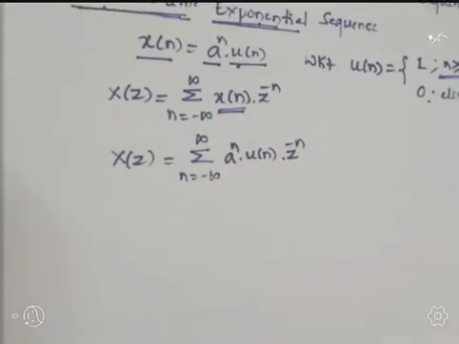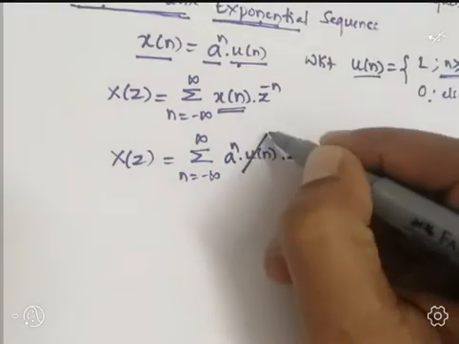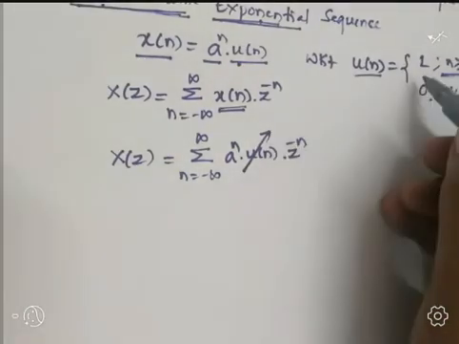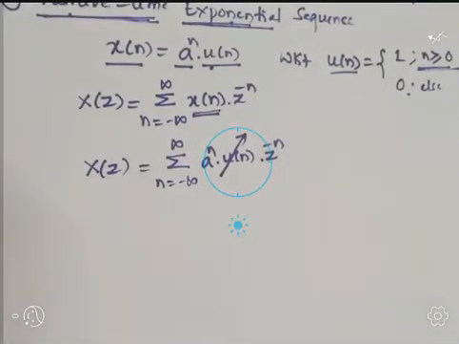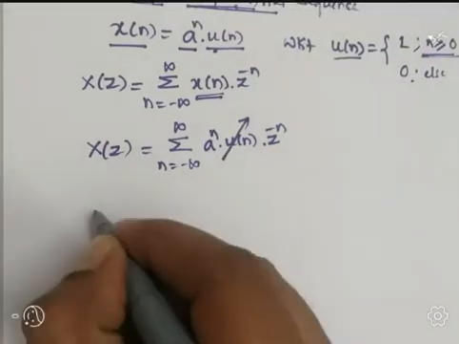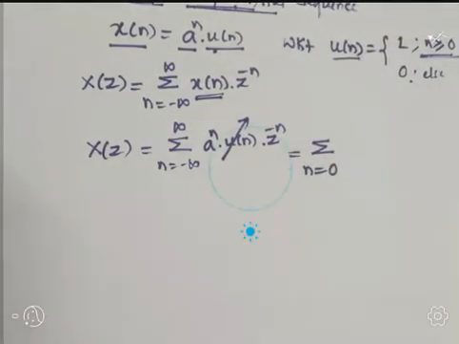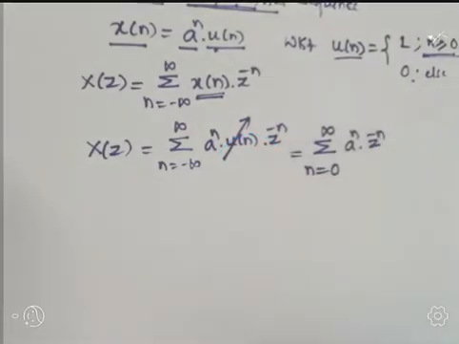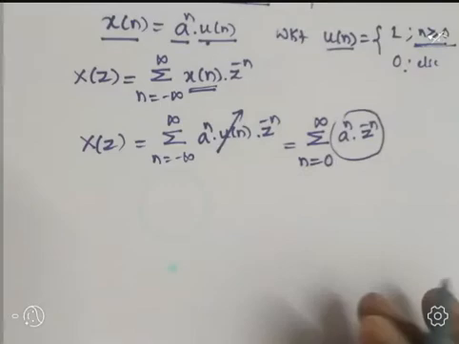Very simple. Here we have already written the definition of the step signal. If you replace u of n by 1, then we have to write the condition, because u of n has amplitude 1 for n greater than or equal to 0. So by using the definition of the step signal, I am going to rewrite the limits as summation n equal to 0 to infinity a to the power n z to the power minus n. Now I'm going to simplify this part.